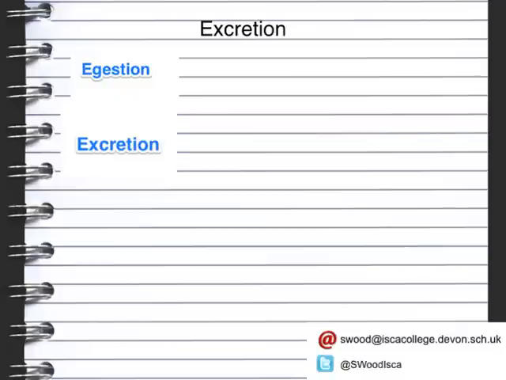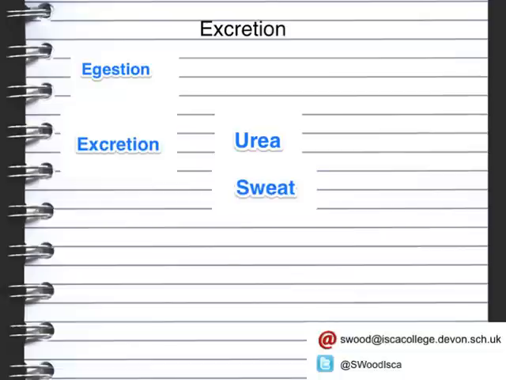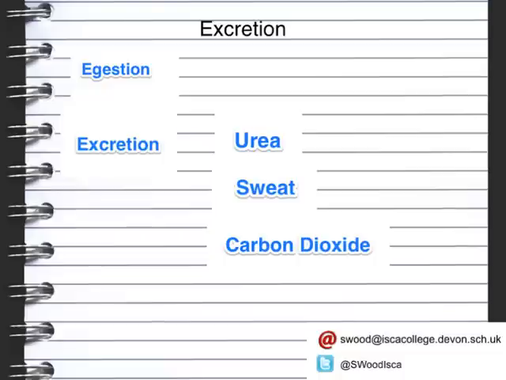Excretion is where we get rid of waste products from body processes, and this can include various things such as urea, sweat, and carbon dioxide. All of these are got rid of from the body.